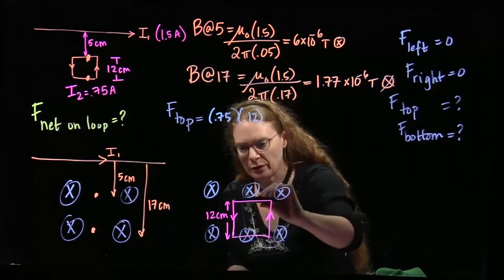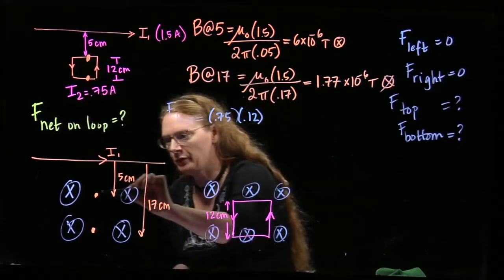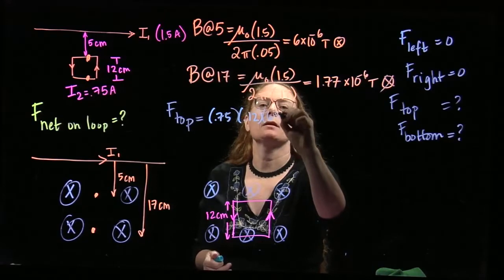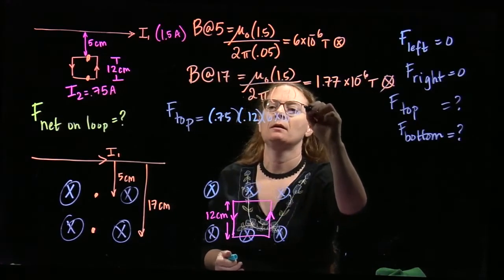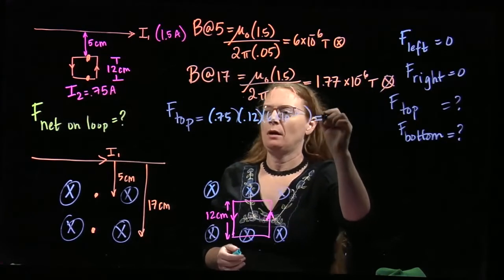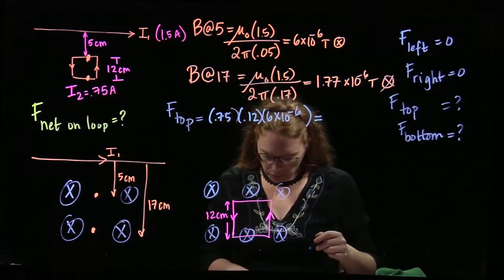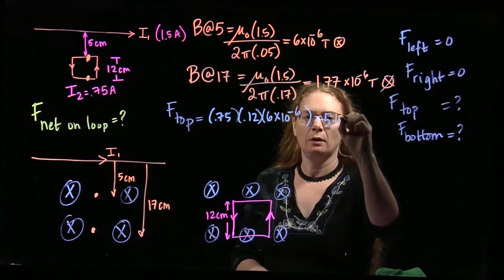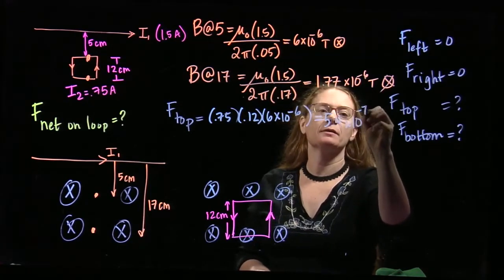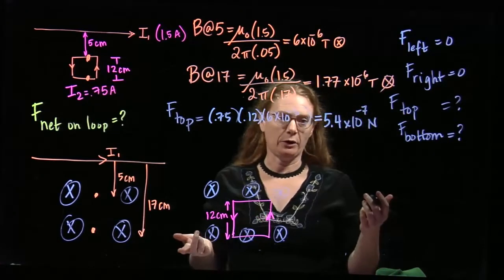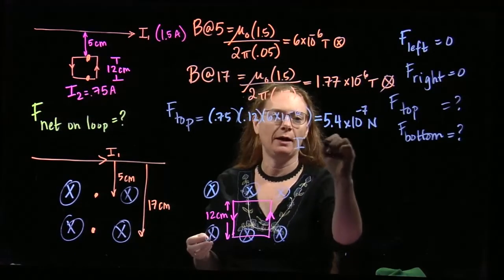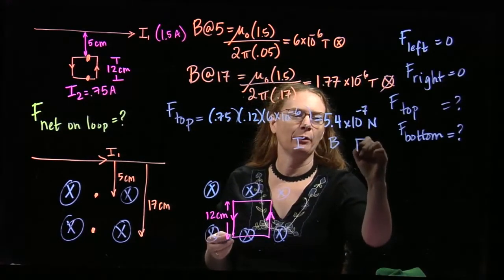Well, what is the B field for the top bit of wire? That was the B field at 5 centimeters. So that's this one, 6 times 10 to the minus 6. And if we calculate that out, 5.4 times 10 to the minus 7 newtons. What direction is it? It's a vector, it's a force. So here's my little shortcut. I do I and B and then figure out what F is.